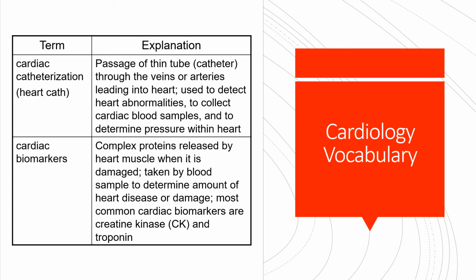pressure within the heart. Cardiac biomarkers are complex proteins released by the heart when the heart muscle is damaged. And these are taken by blood sample to determine the amount of heart disease or damage. The most common cardiac biomarkers are creatine kinase, or abbreviated CK, and troponin.